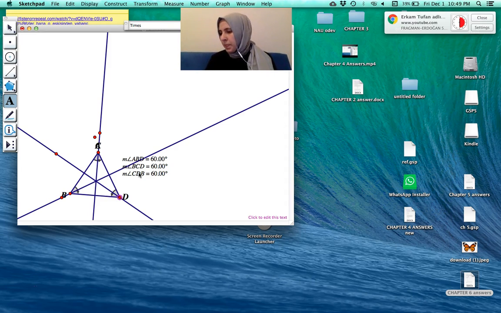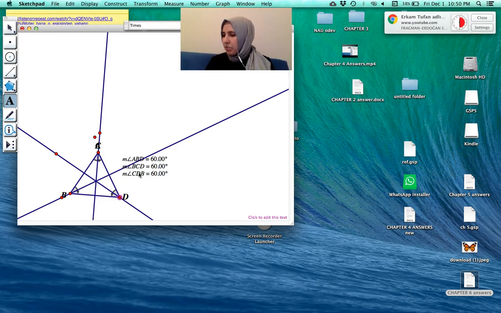Question 19. How many different rotational symmetries does a square have? How about a regular pentagon? Explain. A square has four rotational symmetries, and the rotational degree is 90 degrees. For a pentagon, there are 5 symmetry lines and the rotational degree will be 72 degrees.